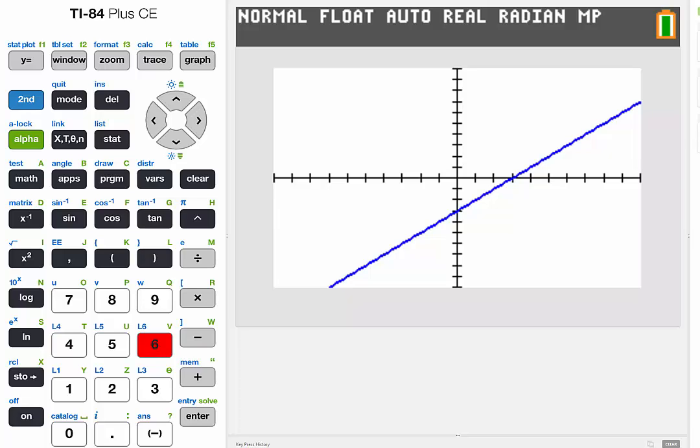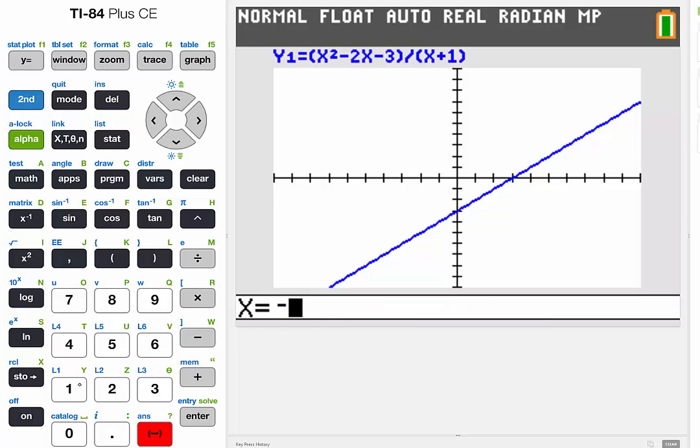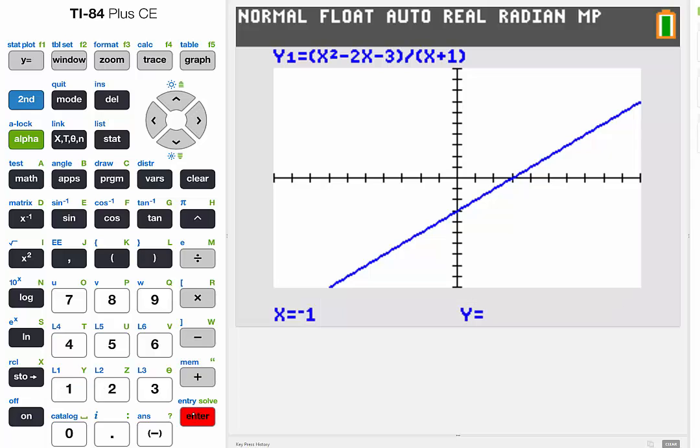What we were interested in was what happened as we approached -1. So if we press the trace key and just type in -1, we can let the calculator try to figure it out for us, but you'll notice that y is equal to blank, and that's the calculator's way of telling us that it can't find a value when x is -1. We saw that if we plugged -1 into the top and the bottom, we got 0 over 0, that indeterminate form. But we might be able to look at some values to either side.